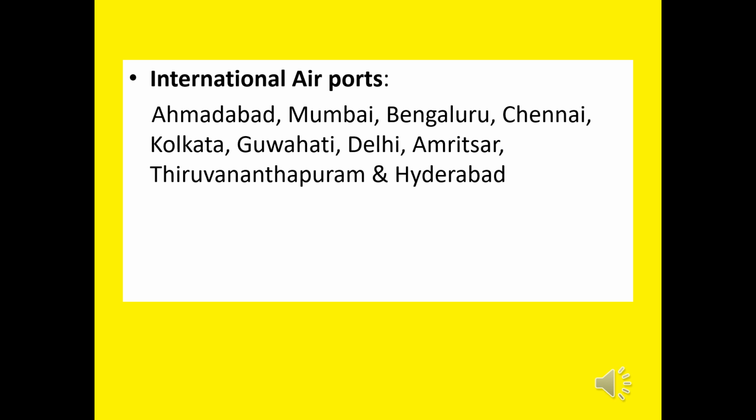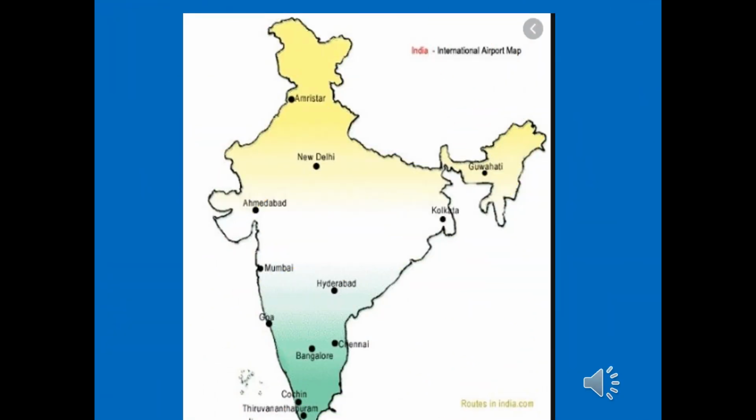Last but not the least, let's talk about international airports in India. They are Ahmedabad, Mumbai, Bangalore, Chennai, Kolkata, Guwahati, Delhi, Amritsar, Tiruvananthapuram and Hyderabad. These are the important international airports in India. And let me tell you children, Amritsar, Raja Sansi, is the northernmost international airport in India. Rest of the places, please see carefully on the map.